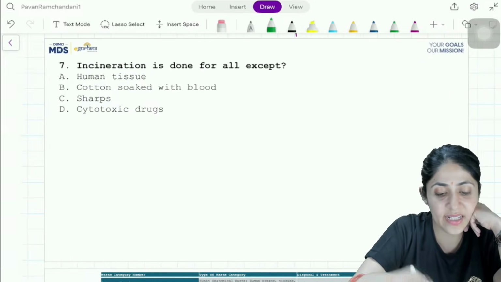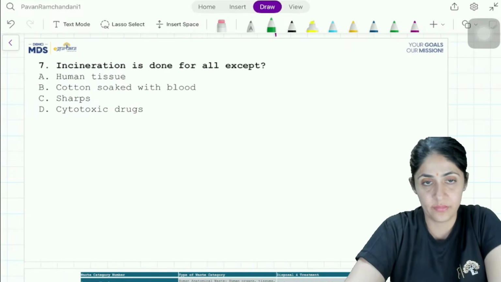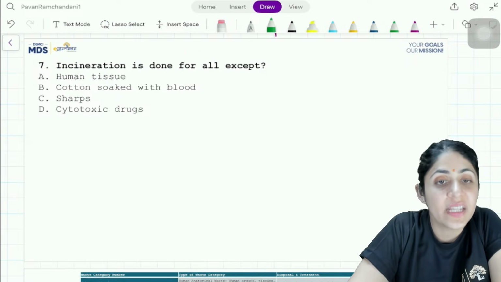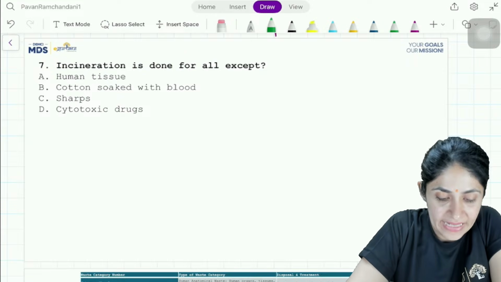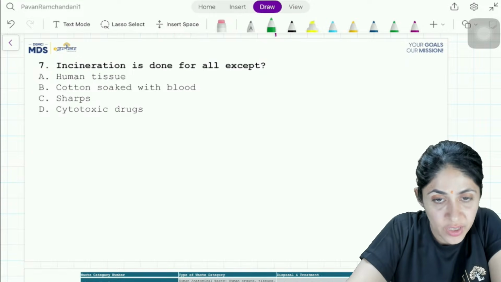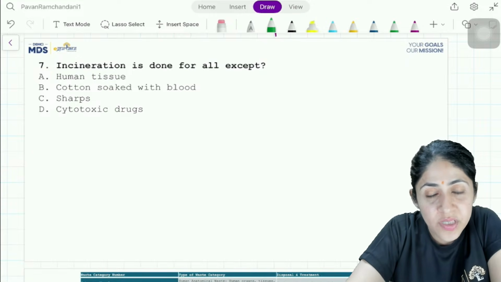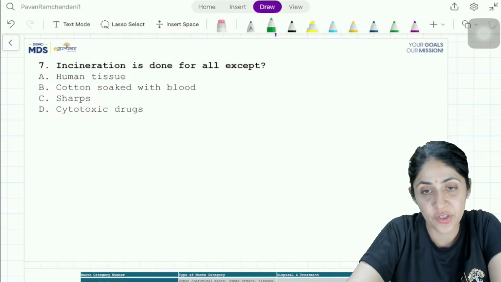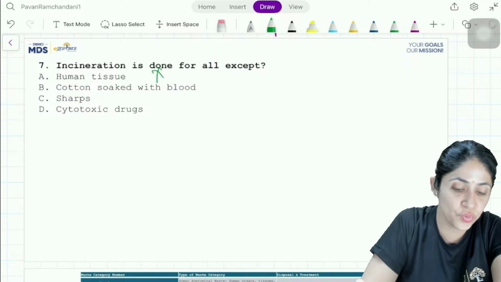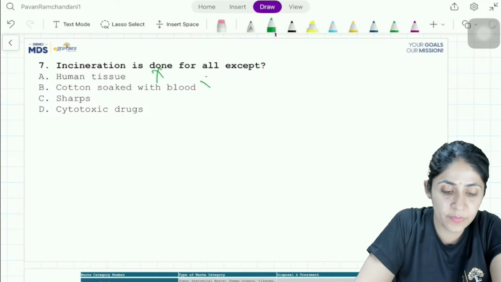Next, incineration is done for all. What is it done for? You incinerate, or burn off completely, something which cannot be reused and should not be reused and which is highly infectious. So what will that be? Can human anatomical waste be reused? Human tissue? No. Cotton soaked with blood? No.